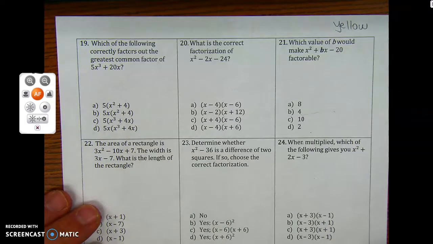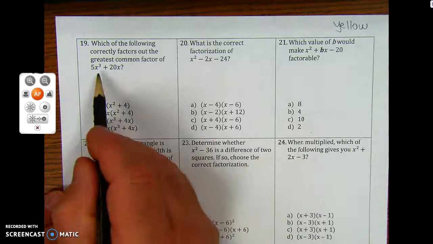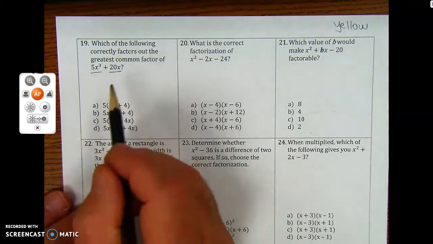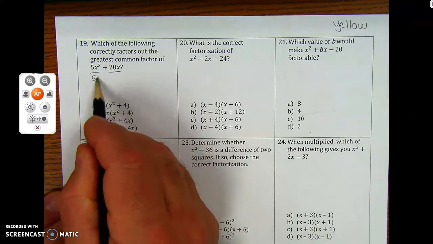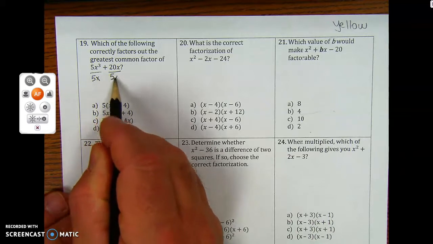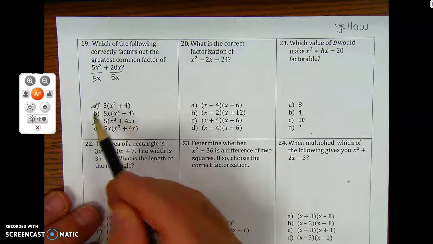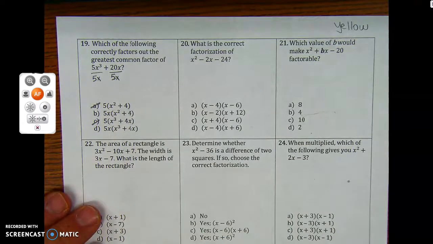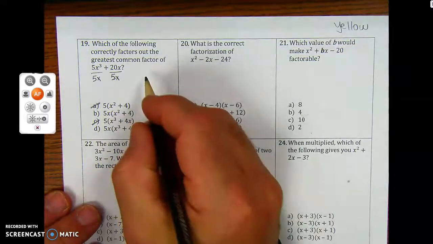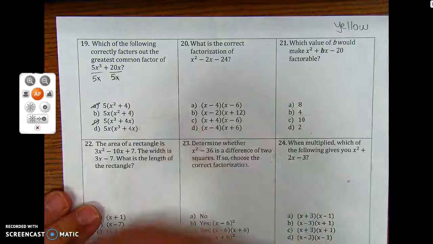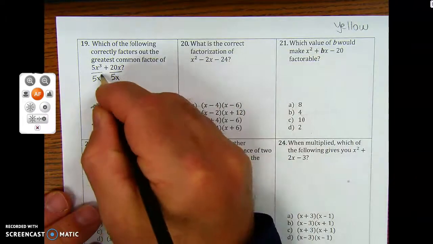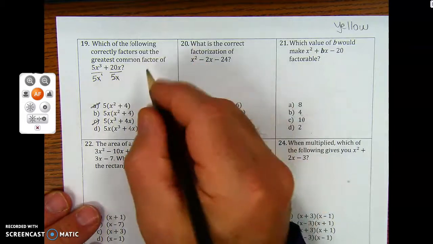Most of these are just multiple choice. How do you factor 5x cubed plus 20x? You take out a 5x, not just a 5. So already you know that choices A and C are wrong because all they took out was a 5. If you did that accidentally, you just got to correct that mistake before you take the test, right?